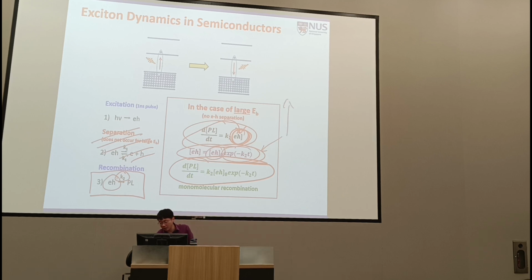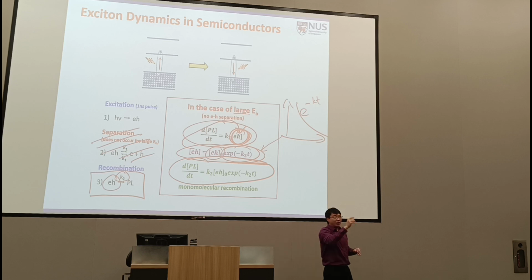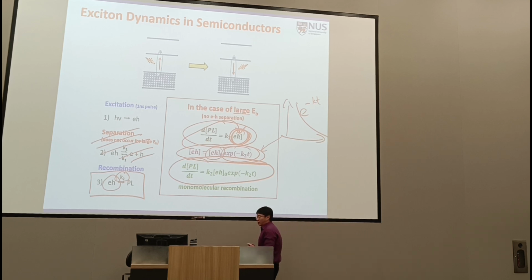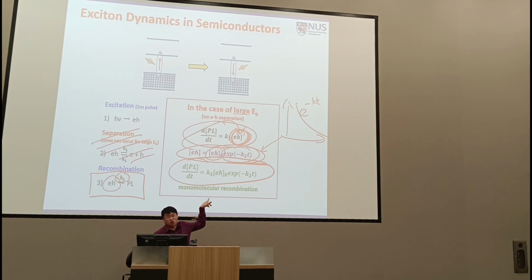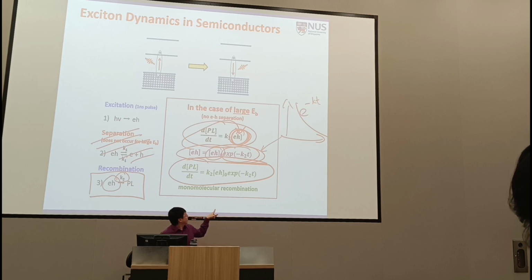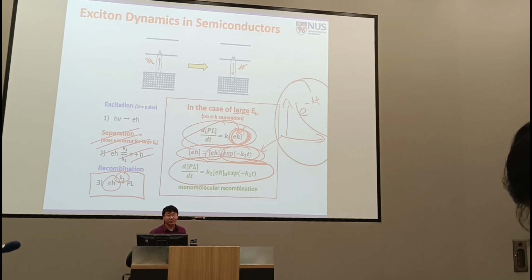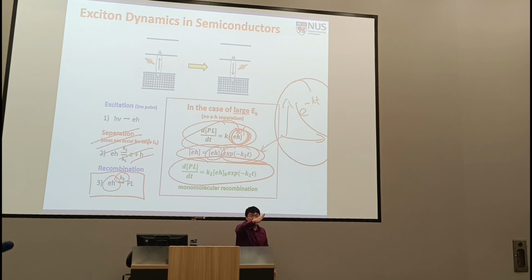It looks like that. E to the power of negative... an exponential decay curve. So that means if I excite it, the photoluminescence will decay exponentially over time. And if my semiconductor has a strong exciton binding energy, this is what I expect to see experimentally. I excite it, and the photoluminescence will decay exponentially over time.